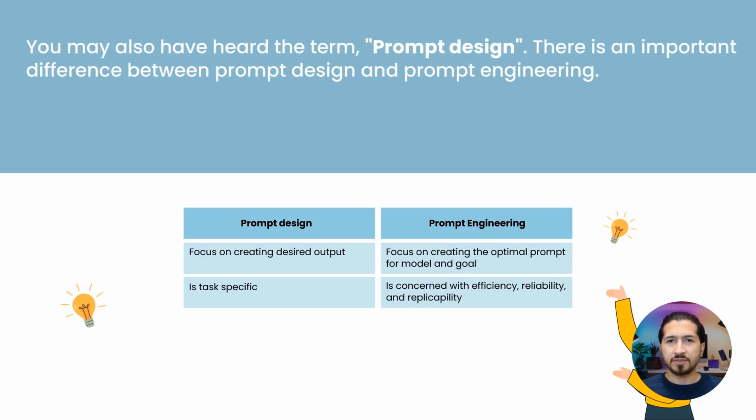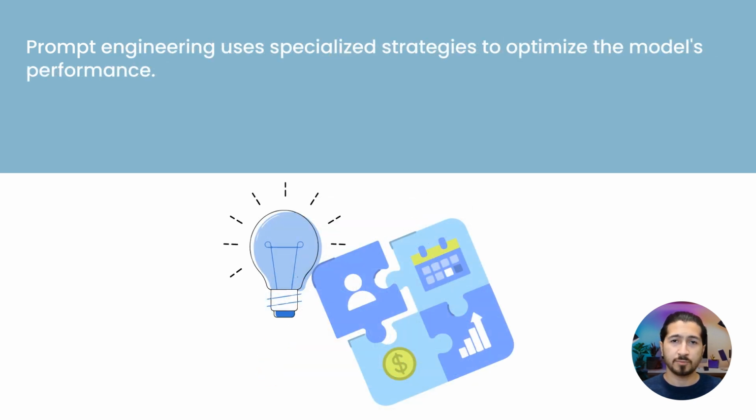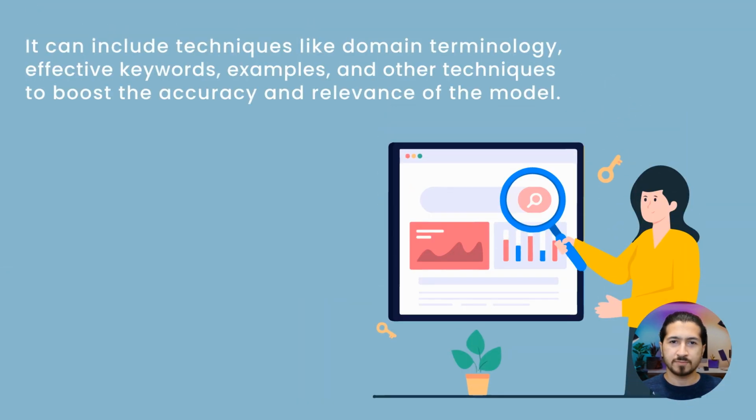You may also have heard the term prompt design. There is an important difference between prompt design and prompt engineering. Prompt design involves tailoring prompts to specific tasks, like translation or summarization. Prompt engineering uses specialized strategies to optimize the model's performance. It can include techniques like domain terminology, effective keywords, examples, and other techniques to boost the accuracy and relevance of the model. Now, let's look at some different types of prompts.